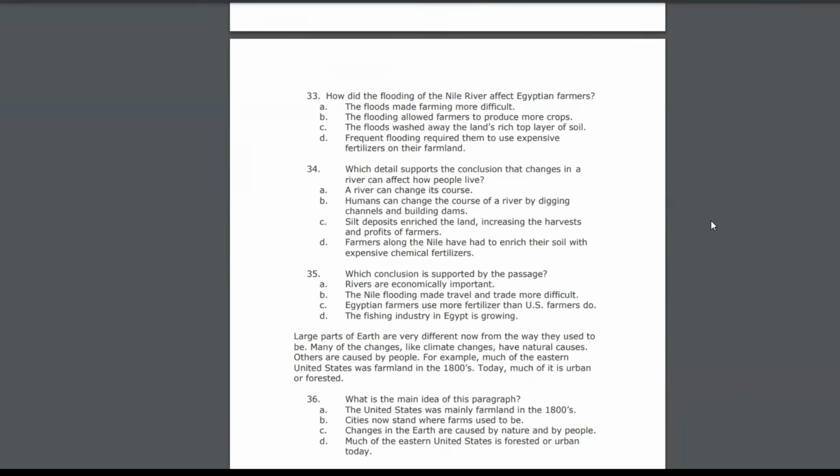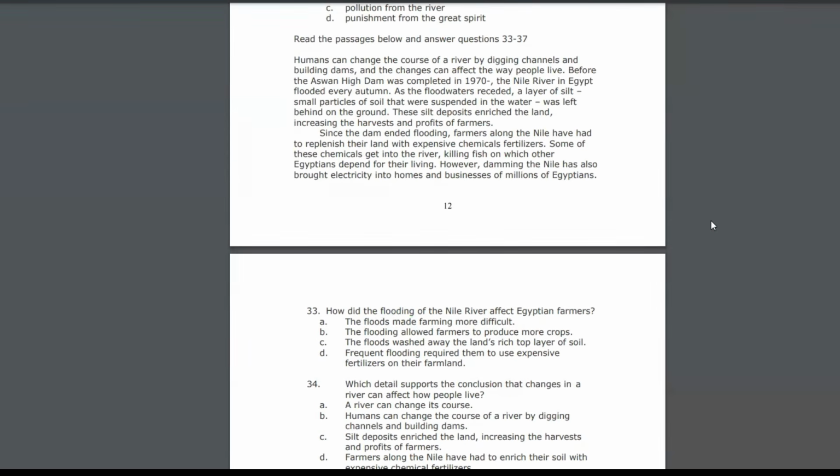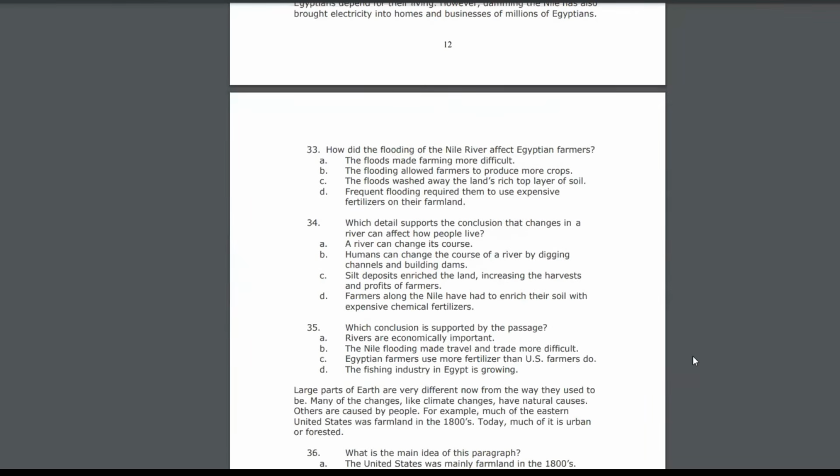All right, 34, which detail supports the conclusion that changes in a river can affect how people live? So we have to know that they were living one particular way when it was flooding, and then they were living another way once the dam was built. That's showing the contrast. It was this way when it flooded, they built a dam, and then this is what actually happened.